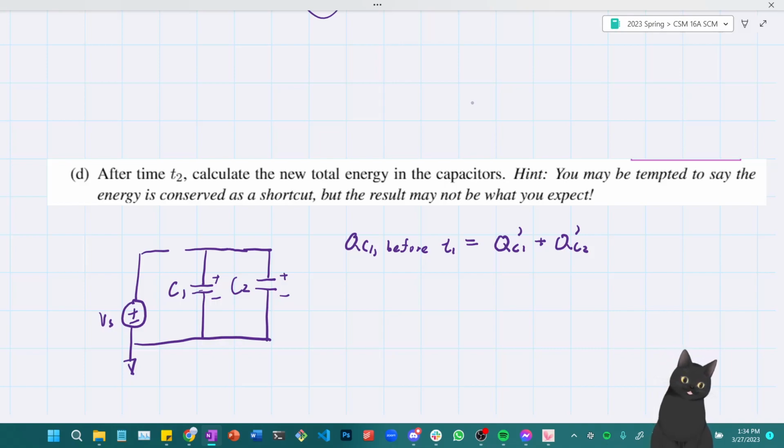So now our charge across the capacitors becomes slightly different. And note that the amount of charge on C1 before T1 is equal to C1 Vs. This is because the capacitance of the capacitor is C1 and the voltage across it was Vs. And Q is equal to CV, which is another part of the capacitor characteristic.